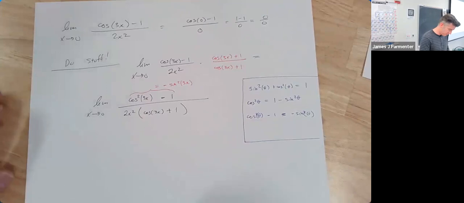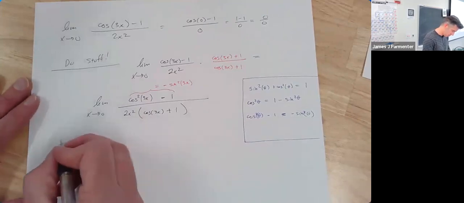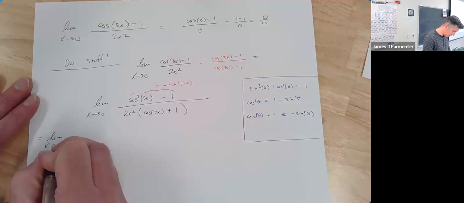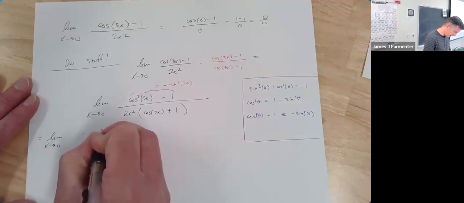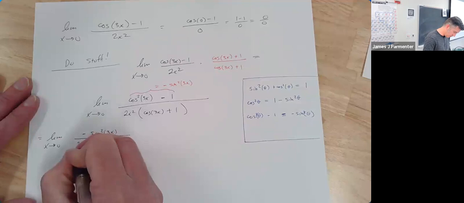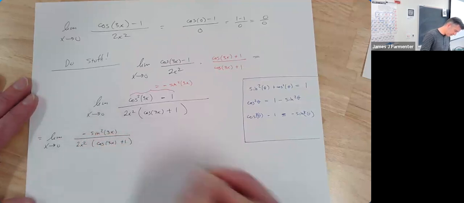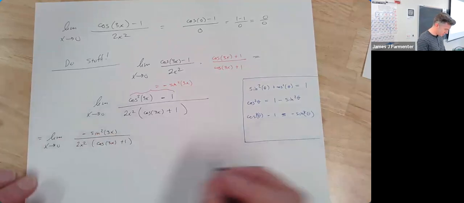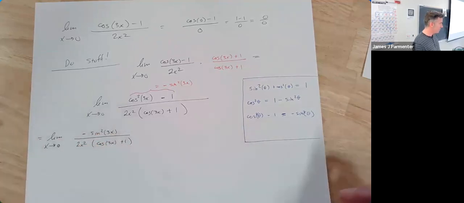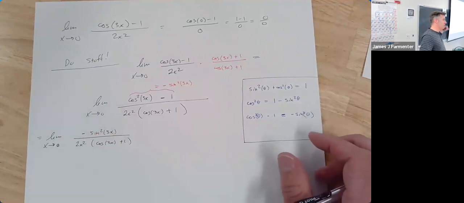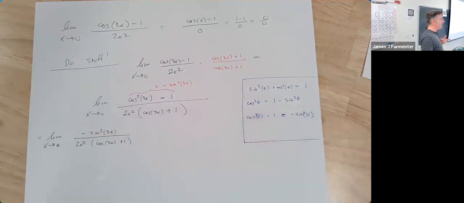Okay, so we're just going to rewrite it. We're going to equal the limit as x goes to 0 of negative sine squared of 3x over 2x squared times cosine of 3x plus 1. And now we're in a very specific situation that I recommend dealing with in a certain way. I've got sine of 0 over some zeros. And I know that when I have sine of a thing that is going closer and closer to 0, I want the exact same expression underneath it.